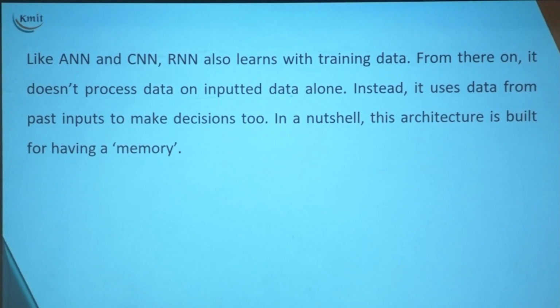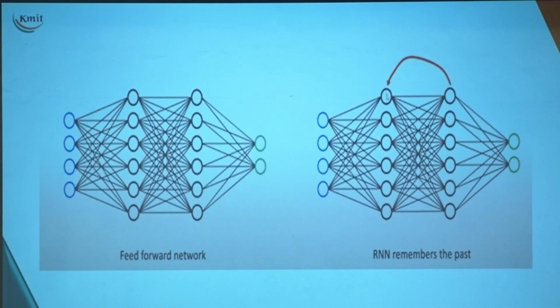Like ANN and CNN, RNN also learns from the data, but here the data is in which order? Sequential order. It doesn't process the data on the inputted data alone, but it uses data from past inputs to make the decisions, not just on present data, but also on what? The past data to make the predictions. In a nutshell, this architecture is built for having a memory. A feedback connection works as what? A memory element. Can you see this, guys? So what is happening? I am not just connecting from one layer to another layer. I am also going back.